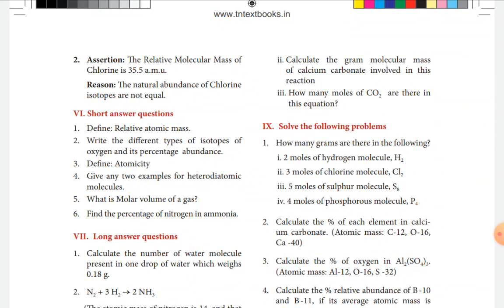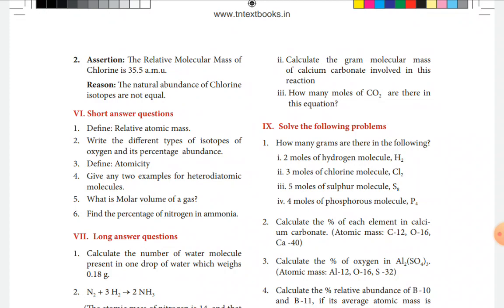What is the formula of ammonia? NH3: 1 nitrogen, 3 hydrogen. You should know the number of atoms and the atomic mass. The atomic mass of nitrogen is 14. The atomic mass of hydrogen is 1, and 3 into 1 is 3. So 14 plus 3 is 17. The formula: mass percentage is equal to mass by molar mass, that is 14 by 17 into 100, which is equal to 82.35%. Similarly, you have to go through the others.